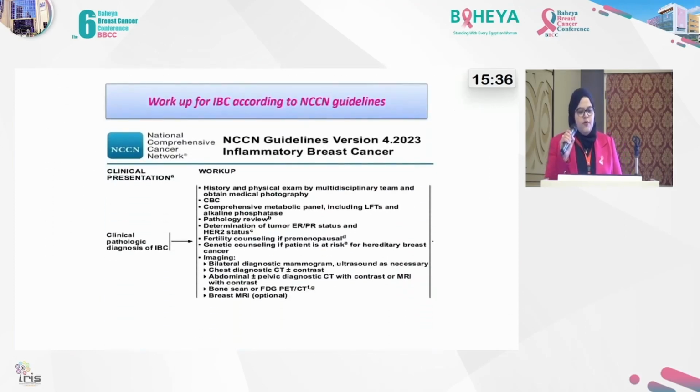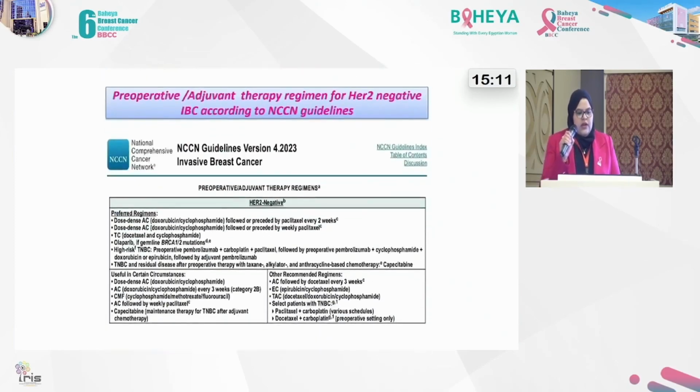This slide shows the workup for inflammatory breast cancer according to NCCN guidelines, which includes history, physical examination, complete labs, pathological review with biological profile, fertility counseling in premenopausal patients, genetic counseling in high-risk patients, and imaging including bilateral sonomammography, CT chest, abdomen, pelvis, bone scan, PET-CT, and breast MRI in selected cases. And this slide shows the pre-operative chemotherapy regimens for HER2-negative inflammatory breast cancer according to NCCN guidelines, including multiple regimens, with specific consideration for triple-negative breast cancer that didn't achieve complete response after neoadjuvant chemotherapy and needs adjuvant capecitabine.